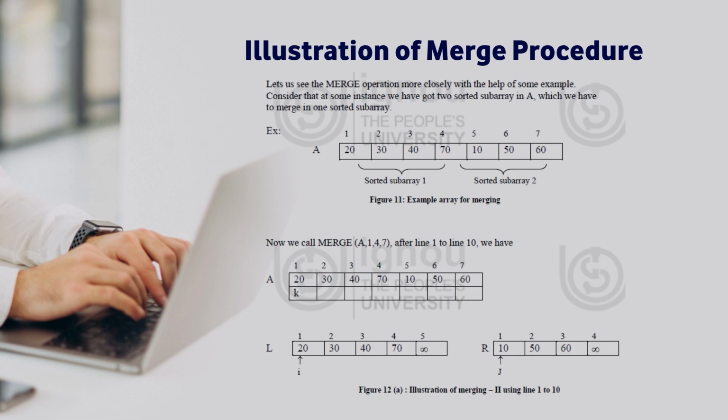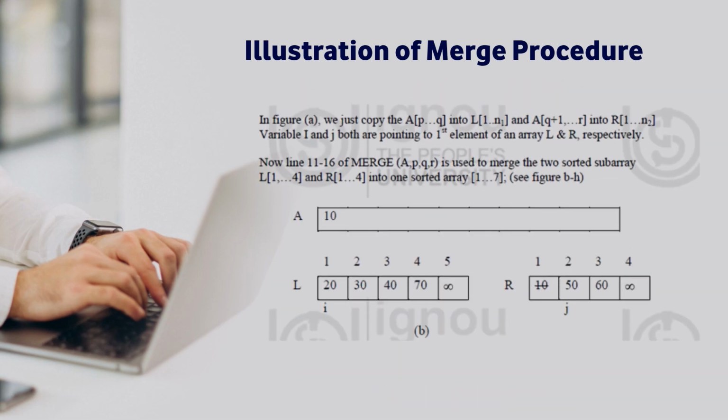If you look at the algorithm, it is divided into two lists, L and R. There are 2 pointers, I and J. When you compare the left list and the right list, 20 is greater than 10. So 10 is placed in the merged list, because we are sorting this, and we increment the pointer. As you can see, 10 is placed in the merge and we increment the pointer J to 50.